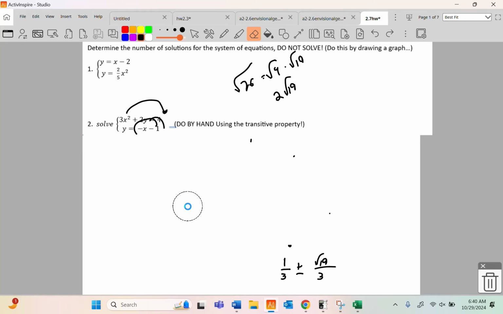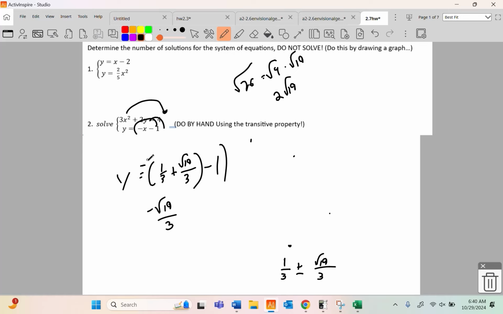So these are your x's. If I want y, I can just plug in. So y is negative x, or negative symbol, 1/3 plus root 19 over 3, minus 1. The only things I can actually combine here are the negative 1/3 and negative 1, which is going to be negative 4/3. Negative times root 19 over 3 is negative root 19 over 3. And we have a negative 1/3, take away 1, which is also a negative 4/3. There's one of the y values.